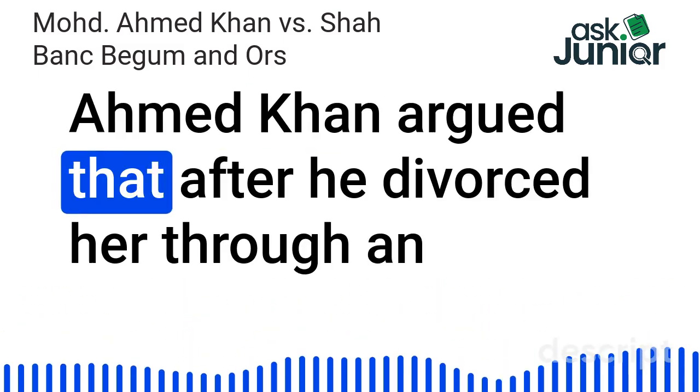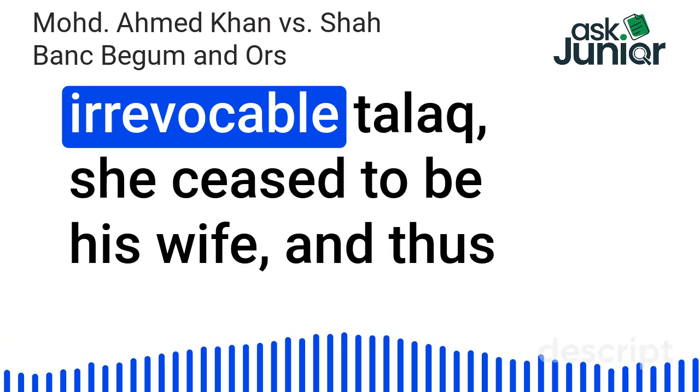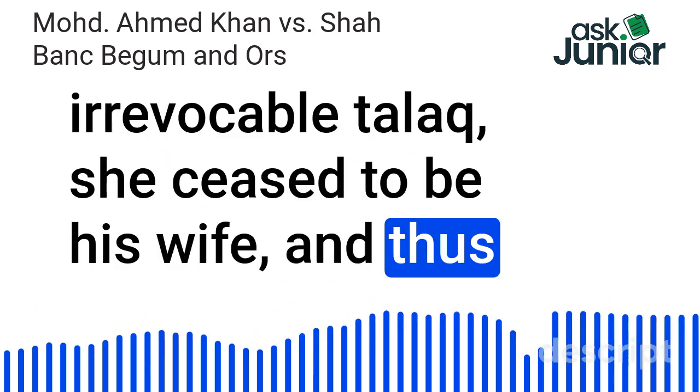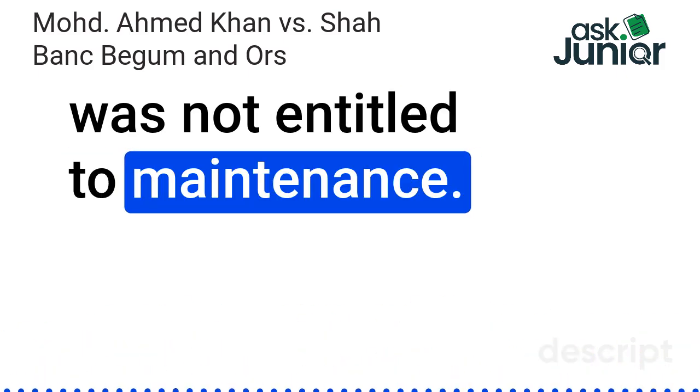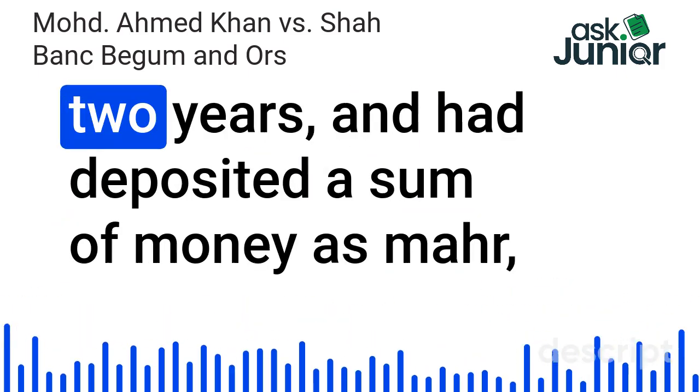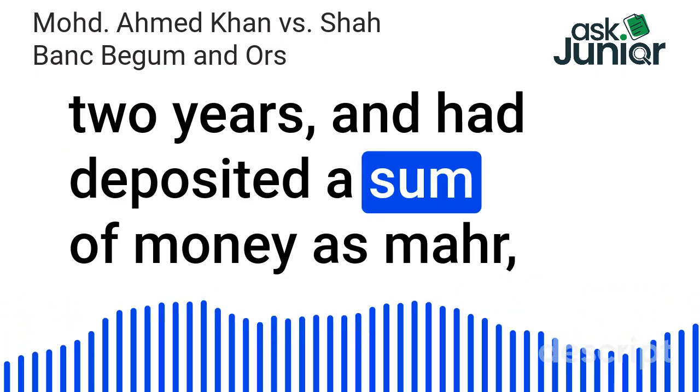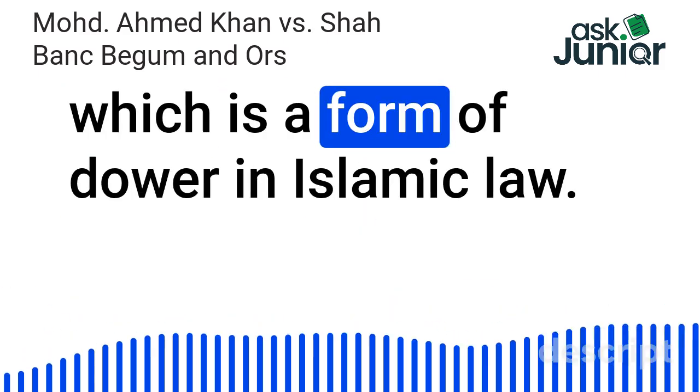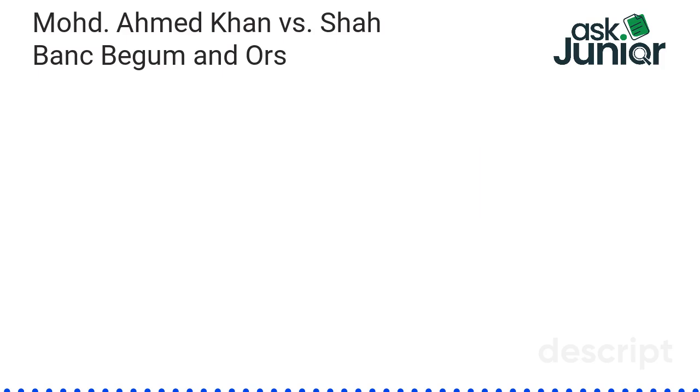Ahmed Khan argued that after he divorced her through an irrevocable talaq, she ceased to be his wife and thus was not entitled to maintenance. He claimed he had already paid her maintenance for 2 years and had deposited a sum of money as mahar, which is a form of dower in Islamic law.